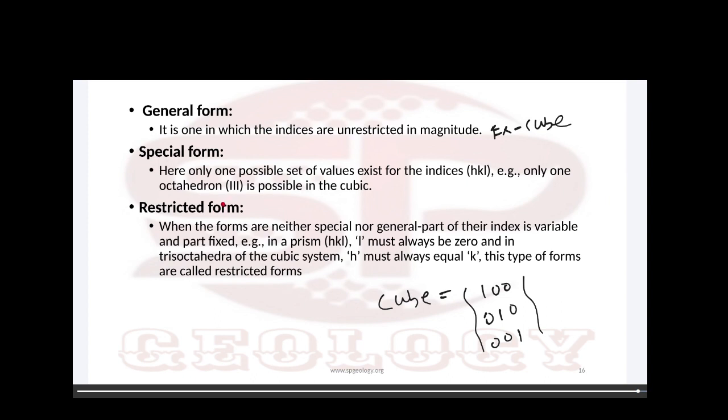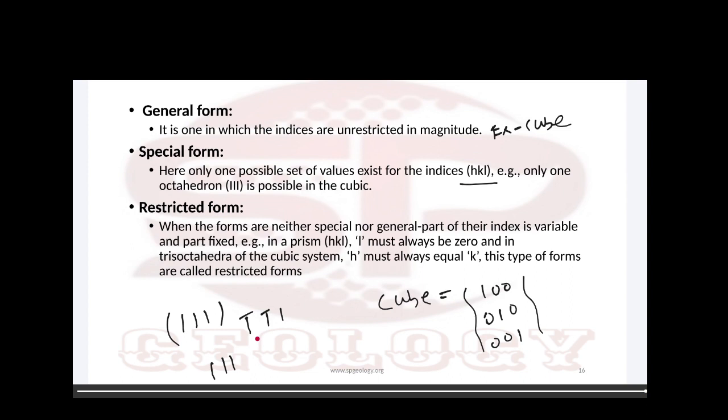So in special form, only one possible set of values exists for indices HKL. That means suppose if you take octahedron, it will be 111. Any face, the symbol will be 111. That means it can be 1 bar 1, or you can take a bar sign, but the value will always be 1. It will not change. So there are certain forms where the value is restricted. Unlike cube, where you could use 1 or 0 in different places, in octahedron all faces will always be 1.